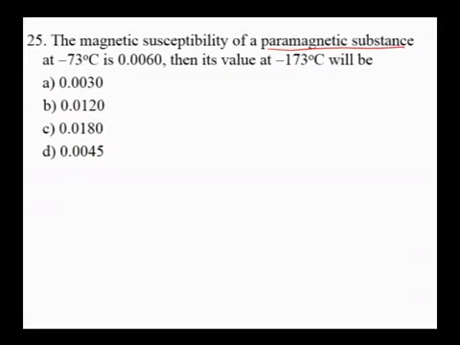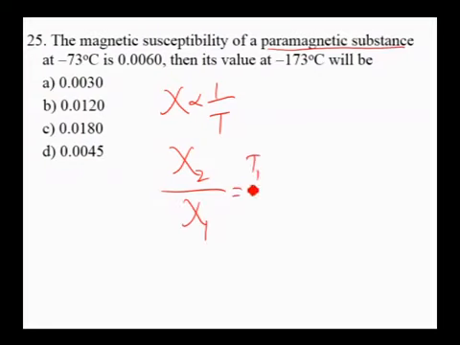So if you use Curie's law, we know that susceptibility is inversely proportional to absolute temperature. As I said, absolute temperature, you all know that it must be taken in Kelvin. So we are finding susceptibility in the second case. Therefore, if you divide the susceptibility at temperature T2 by the susceptibility at temperature T1, it equals T1 divided by T2.